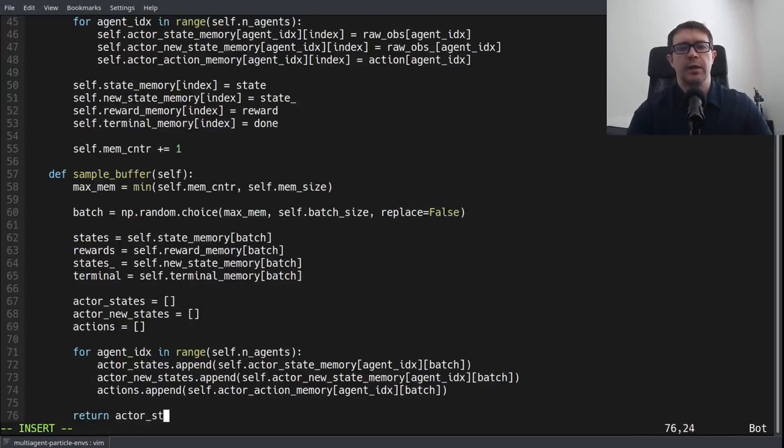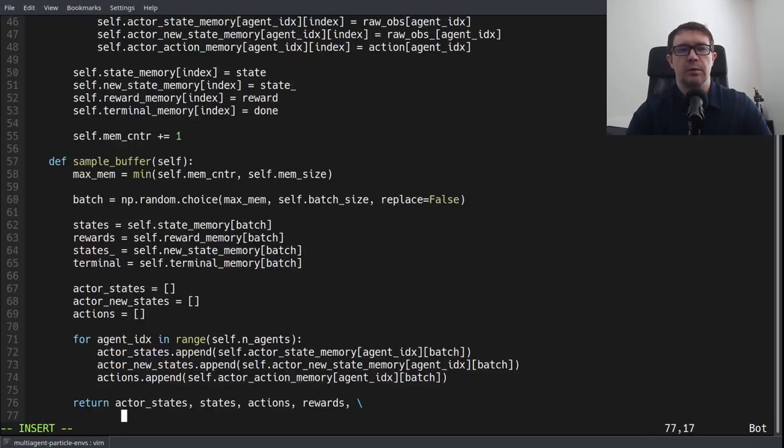And then we're going to return the actor states. States, remember the difference between these is that the actor states are individual NumPy arrays of length either 8 or 10 or 10. And the states are the flattened combination of all three of those that we use to pass into our critic. And the actor states are what we use to pass into each individual actor for each agent.